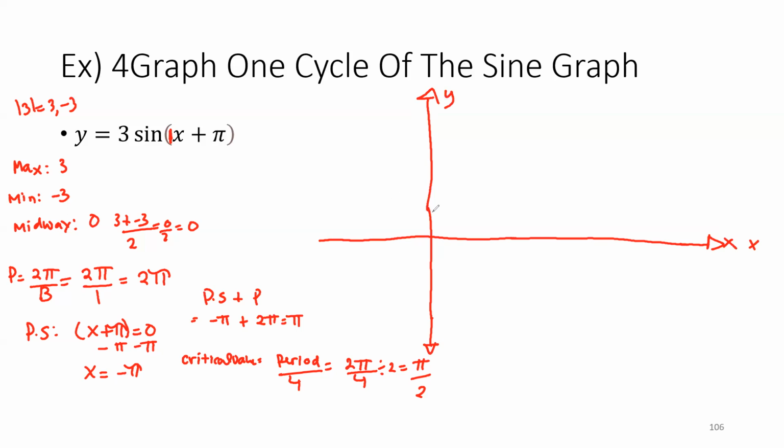So our max is 3, so you go 1, 2, 3. And then our minimum is negative 3, so that's 1, 2, 3. Okay, and then we start, our first critical value is our phase shift, which is at negative pi. And then you keep on adding pi over 2, and then you're going to eventually end up at pi, right? So what's negative pi plus pi over 2? It's negative 2 pi plus 1 pi is negative pi over 2.